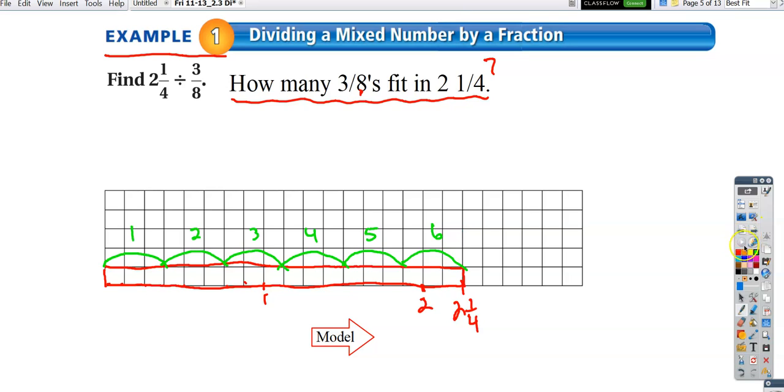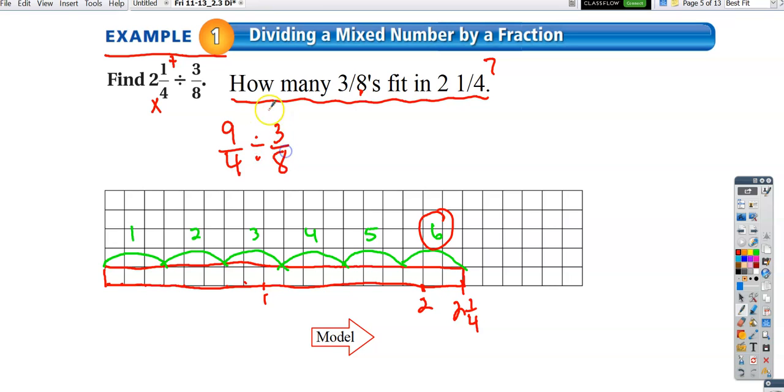But you also know that I've got this little rhyme: when you want to divide, look on the right side, flip that fraction over, and then you multiply. So my answer looks like 6 fit inside. Now let's just do it mathematically. It's called an algorithm. An algorithm is a bunch of steps that you do in math. I'm going to first turn this mixed number into an improper fraction. 4 times 2 is 8, plus 1 is 9. So I've got 9/4 divided by 3/8.